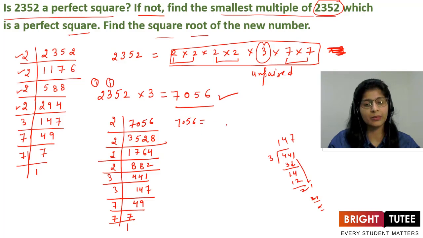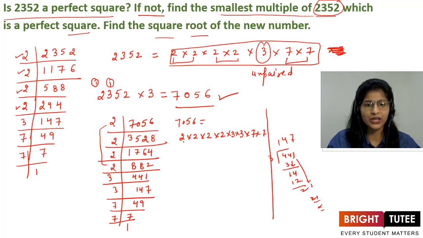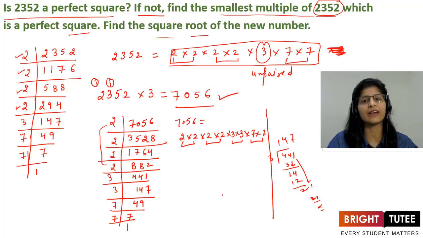So see, we are getting 7056 as the product of which numbers? We are getting it as 2 into 2 into 2 into 2, right? 4 times 2 we have, 2 times 3 we have, and 2 times 7 we have. So let us try to form the pairs now. 2 with 2, 2 with 2, then 3 with 3 and 7 with 7. There are 4 pairs made. There is nothing left unpaired. So yes, it is a perfect square.